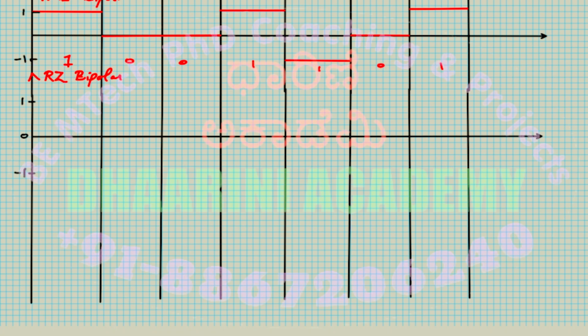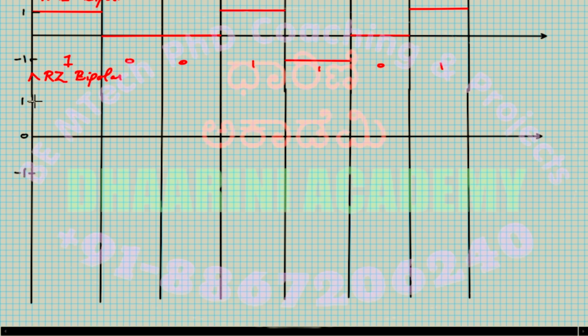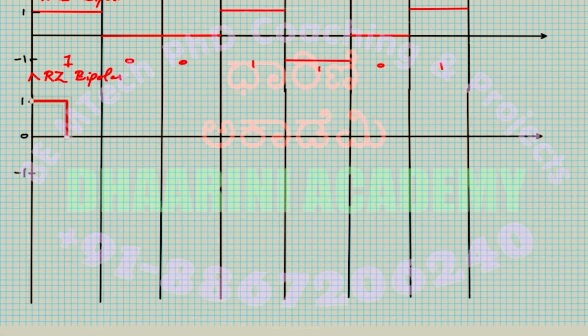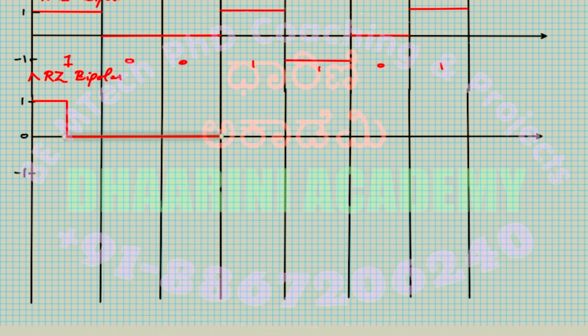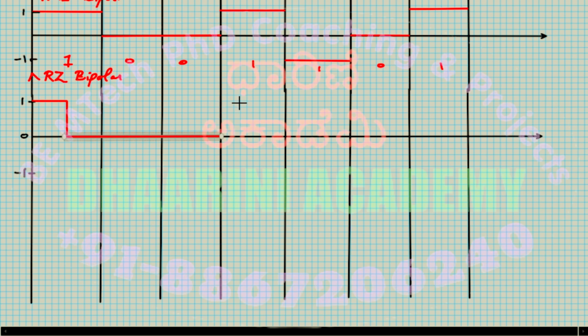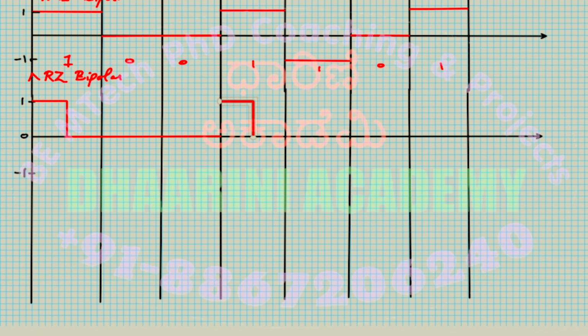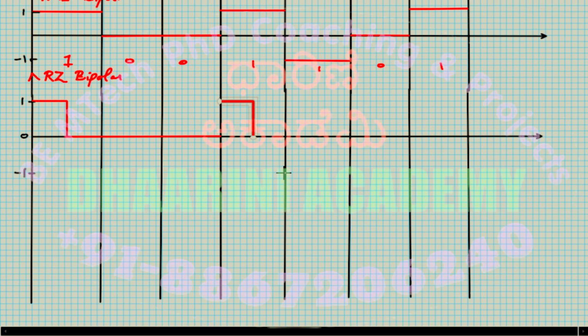Okay, the first one is +1, but it has to come to 0 after halfway. That's the return to 0 concept. So it comes to 0 at this point. Fine, no problem. Then I have zeros, so zeros will remain 0. You can simply plot zeros all the way through till here. Next, I get a 1, so as soon as you get a 1, you plot like this. Fine. But now I have a second one coming into picture. So all the bipolar techniques use the other polarity whenever you have a consecutive one.